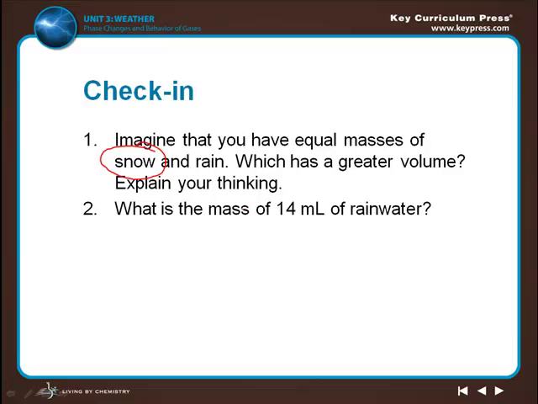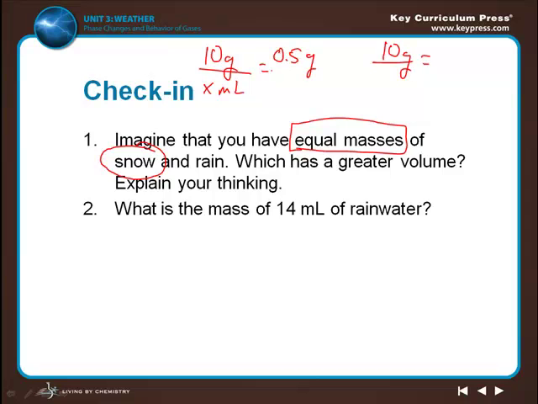Yeah? Would the volume be the same? Well, the thing that is the same is they have equal masses. So what you have to think about is equal masses. I don't know how many grams there are, but let's say there were 10 grams of snow and 10 grams of water. If we set up a proportion, we want to know the volume of the snow. We know that there are 0.5 grams of snow in 1 milliliter. And in water's case, it's a 1 gram per milliliter ratio.